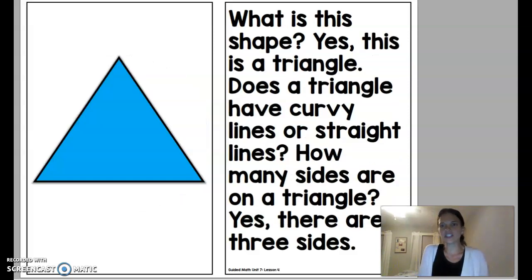Okay, what is this shape? Yes, this is a triangle. Does a triangle have curvy lines or straight lines? That's right. A triangle has straight lines. How many sides are on a triangle? Yes, there are 3 sides. 1, 2, 3. There are 3 sides on a triangle.